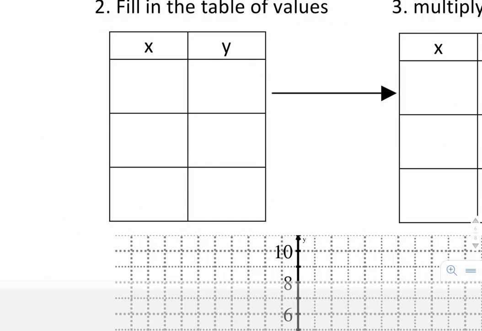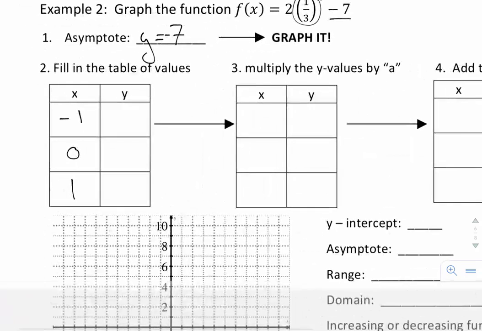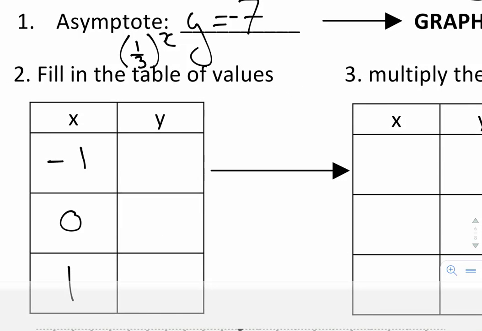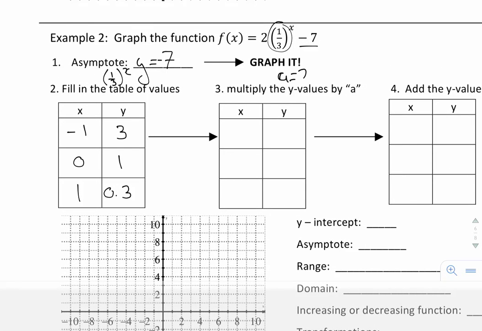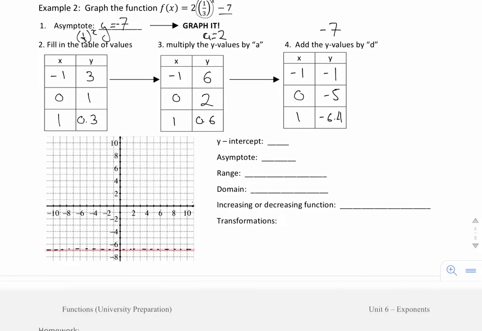Next, in terms of the values, again, like I said before, I always like to pick values around 0. So I'll pick negative 1, 0, and 1, very simple, and I will evaluate the function in this case, 1 over 3 to the exponent x. So for each x value, I get a corresponding y value, and the first one is going to be 3, and then 1, and then 0.3. My a value in this case is 2, so a equals 2. So each y value gets multiplied by 2 to give me 6, 2, and 0.6. These numbers stay the same. And then I shift everything down by negative 7. Still have negative 1, 0, 1, but now I get negative 1, negative 5, and negative 6.4.